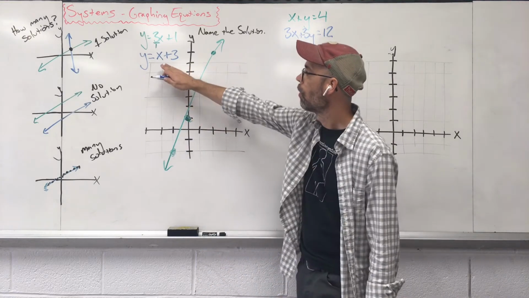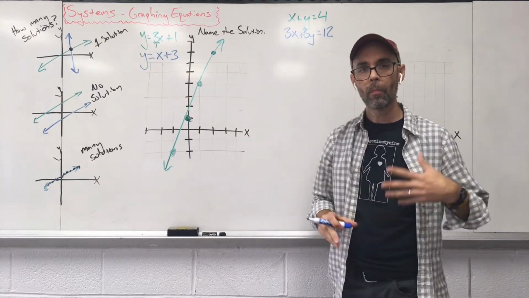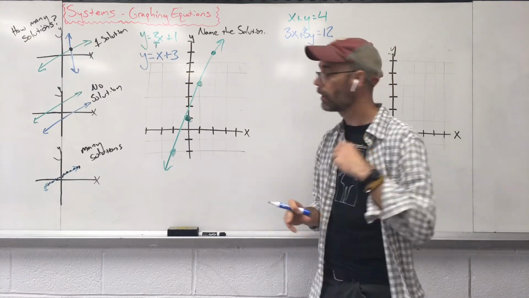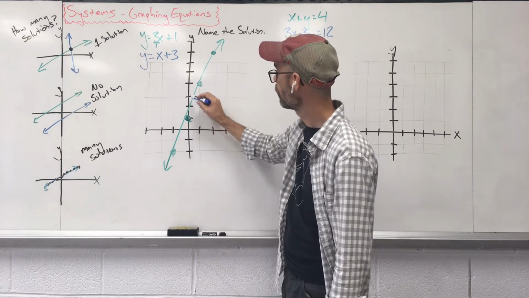Okay, next one. y = x + 3. So my y-intercept here is 3. That's where we're starting. 1, 2, 3.